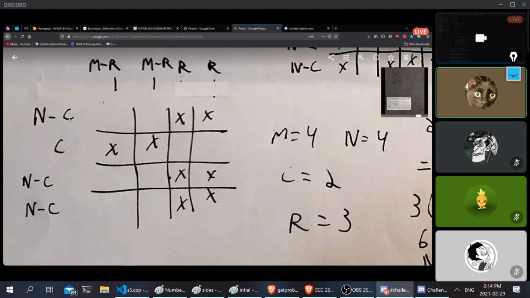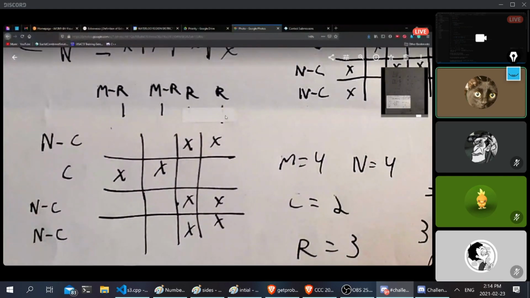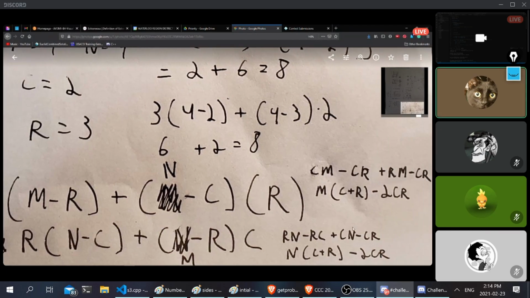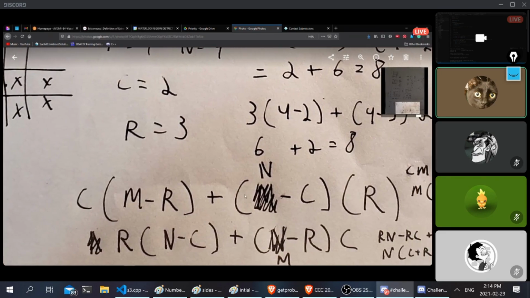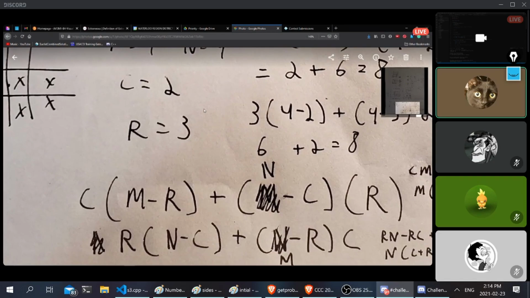So you can do this either for the rows or the columns. It comes out the same way either time. So here are the two formulas that you get: c(m - r) + (n - c)r, or r(n - c) + (m - r)c. And I'm like 90% sure that these two are identical. Actually, no, I'm 100% sure these are identical because my solution worked.